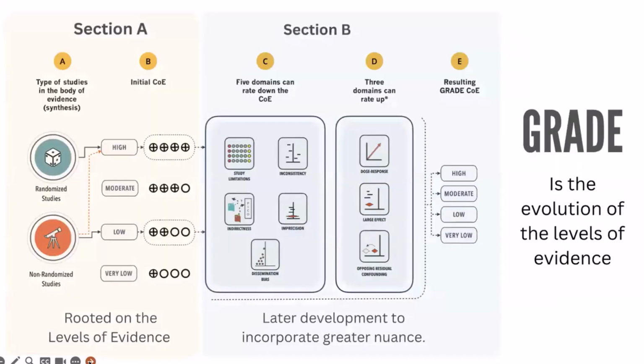So one important consideration is that if you are familiar with the levels of evidence, GRADE is just an iteration and a further development of the levels of evidence. The levels of evidence were developed in the 70s and categorized the evidence just based on the study design. And the problem with that is that not always do randomized trials provide high certainty evidence, and not always do observational studies provide low certainty evidence. So GRADE changed that and allows us to really make a better assessment.